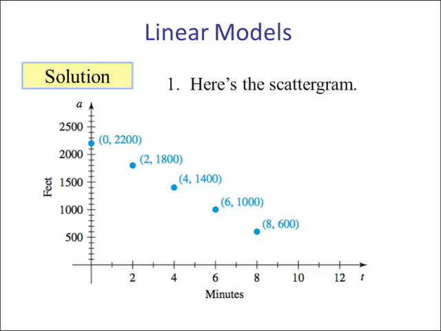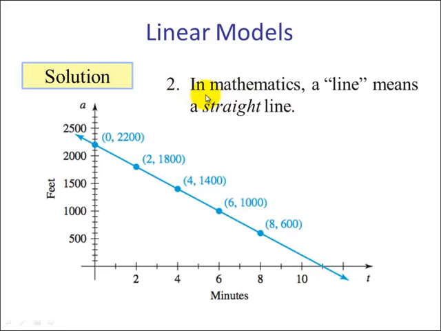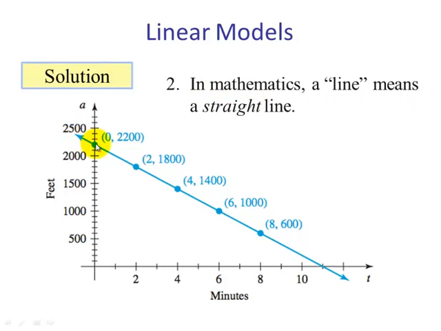So here's the scattergram. If we look on the x-axis, this is T measured in minutes. Our y-axis is A measured in feet. And we can see here that as time increases, the altitude decreases. For number 2, in math, we say a line means a straight line. We can draw a straight line through the points in the scattergram.